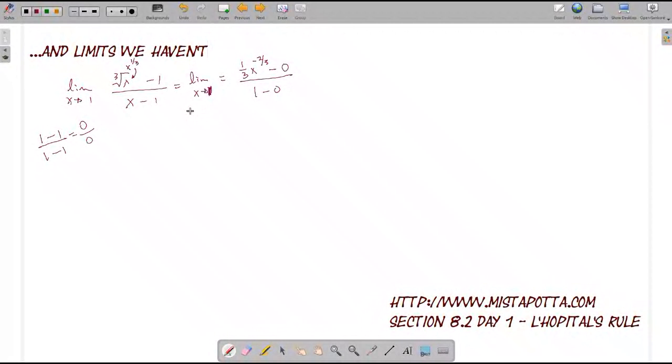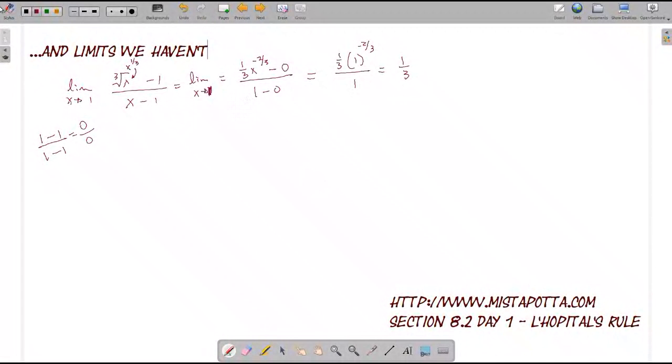As a matter of fact, at this point, I can actually substitute x equals 1, because I'm going to have 1/3 times 1 to the negative 2/3 over 1. And this ends up just being 1/3. Which means this function, however it behaves, has to pass through a hole at the point 1, 1/3.